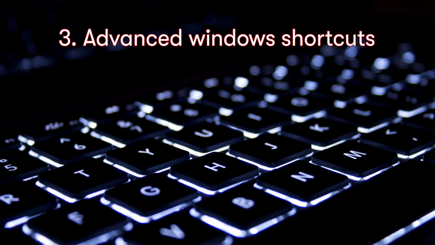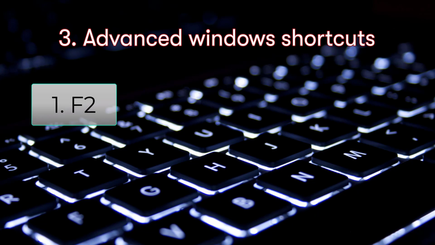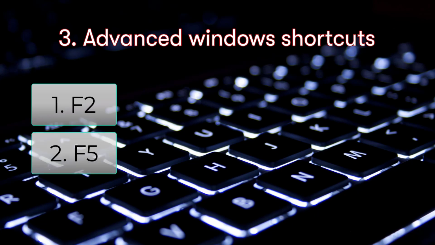Part 3. Advanced Windows Shortcuts. In this part, we have 10 advanced shortcuts. We are going to start with function keys. 1. F2 and 2. F5.